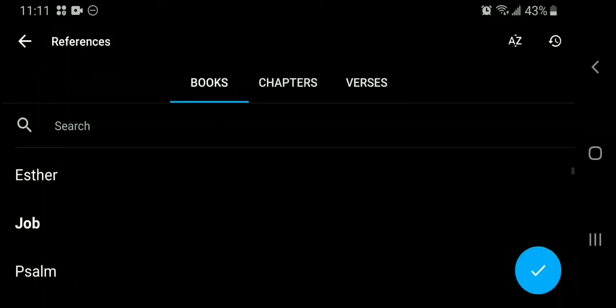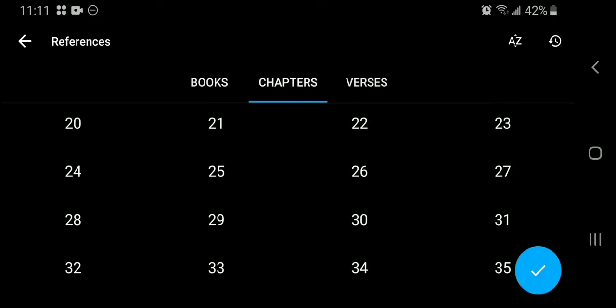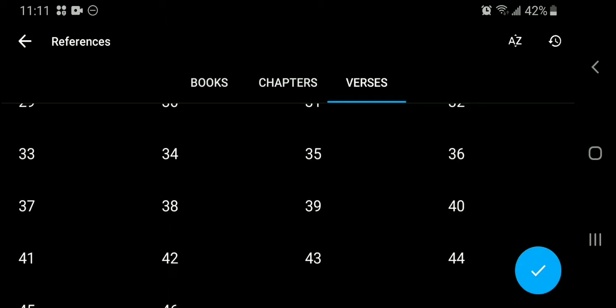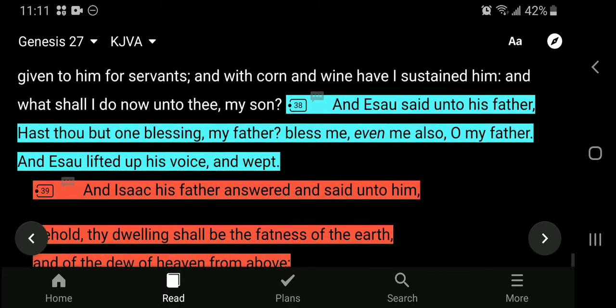Let's go back to Genesis 27th chapter. We'll start at 38th verse. And this is going into the blessing, all right? Remember, Jacob got the blessing. He supplanted Esau for his blessing, okay? So let's see what Esau was blessed with.